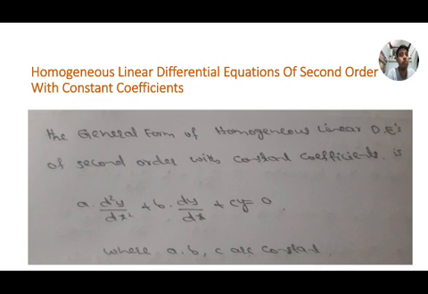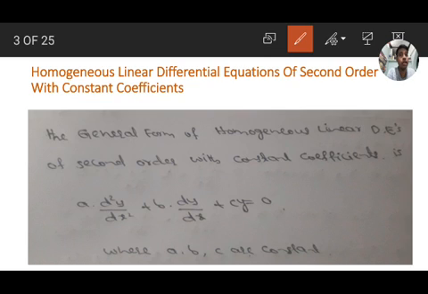The general form of a homogeneous linear differential equation of second order with constant coefficients is a d square y by dx square plus b dy by dx plus cy equal to 0, where a, b, c are constants.